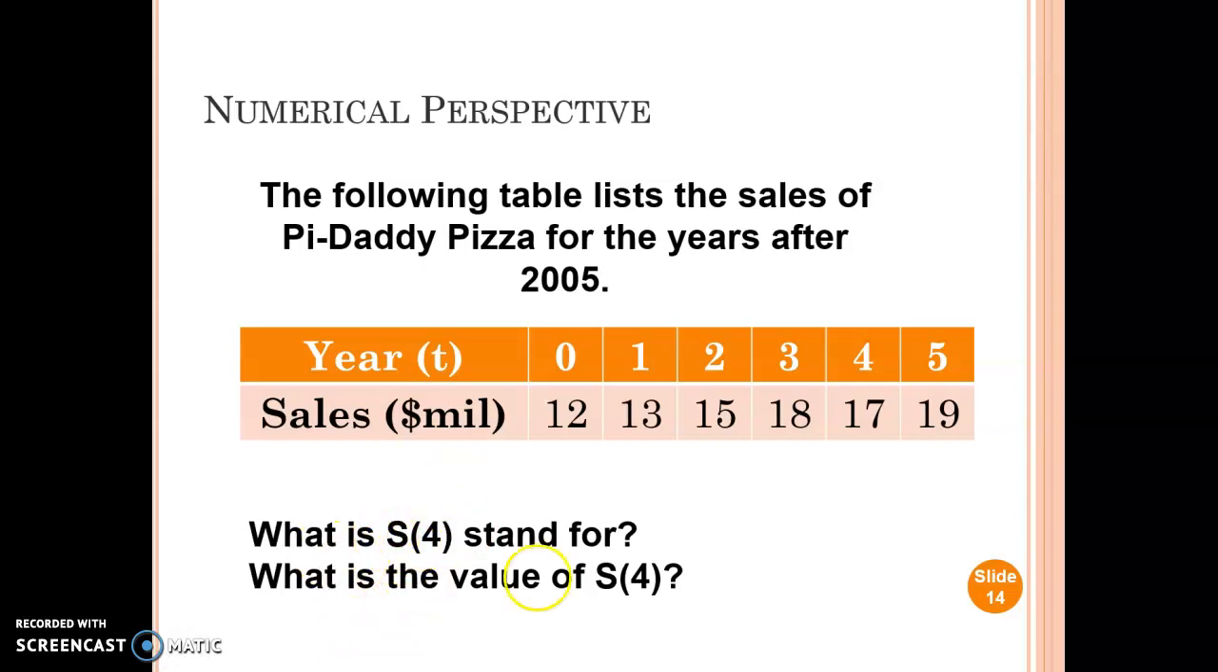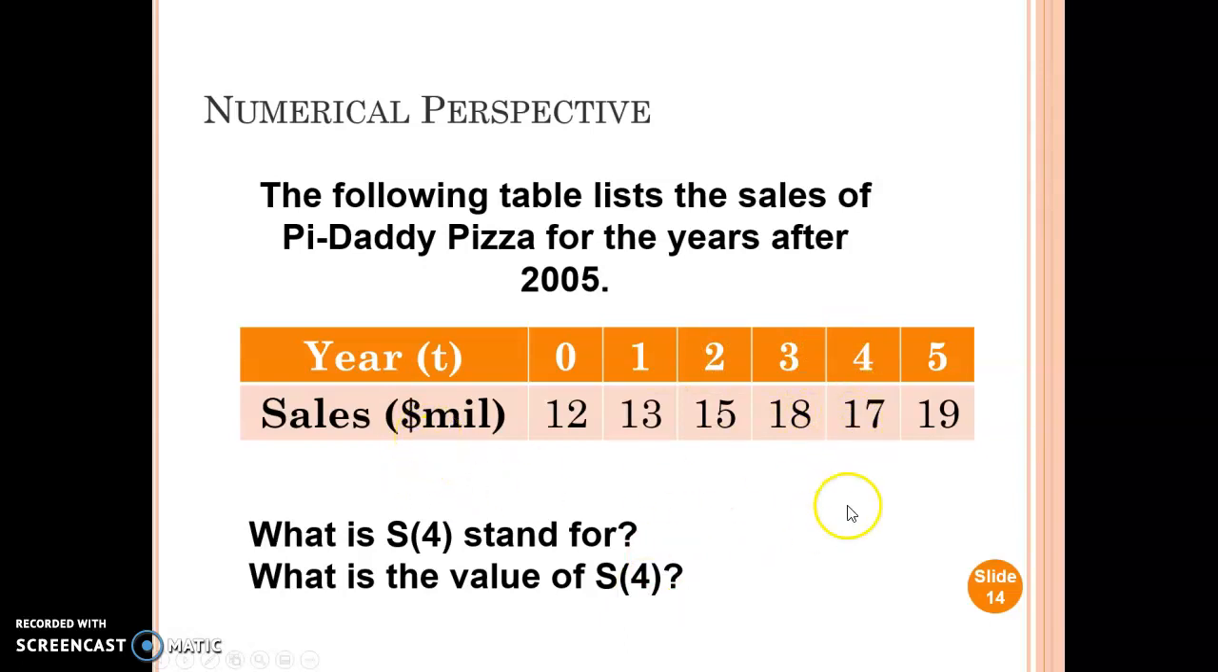And so what we're looking at here is technically S parentheses 4 represents the sales for Pie Daddy Pizza for the year 2009. Because remember, this 4 here is the number of years after 2005. Okay, and so that's what it would stand for. Now, what's the value of S parentheses 4? Well, the sales for Pie Daddy Pizza in 2009, let's see right here, would be $17 million.